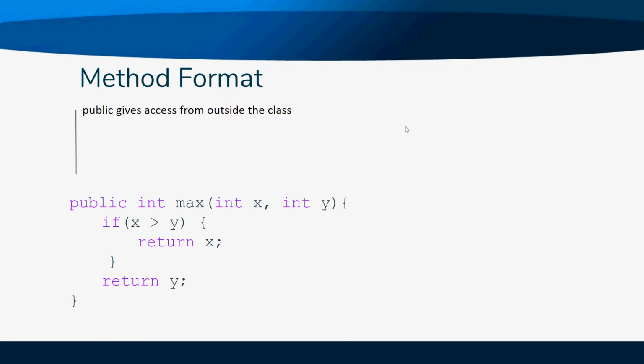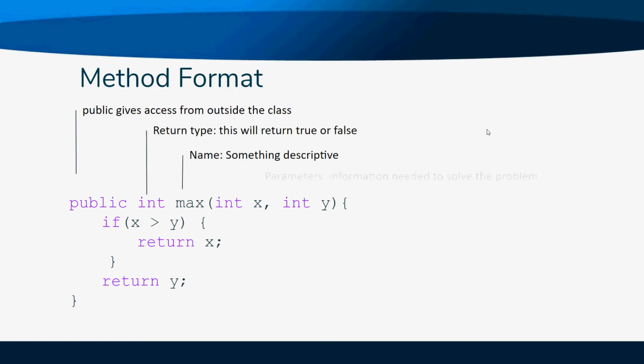Oh, here I went. It was faster than my PowerPoint, so now I have to click through all of my animations to show you what there is. So public gives you access outside of the class. Return type, that's not true or false. As a matter of fact, that is an int return type. Our name is something descriptive.